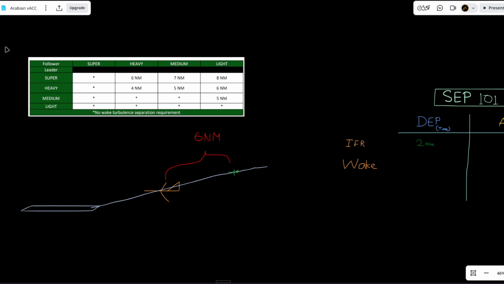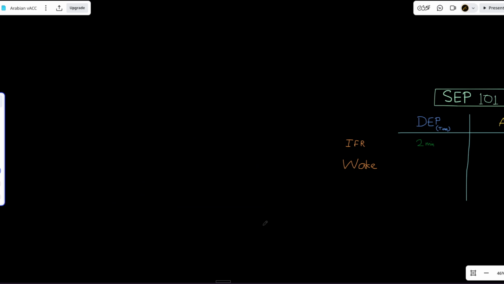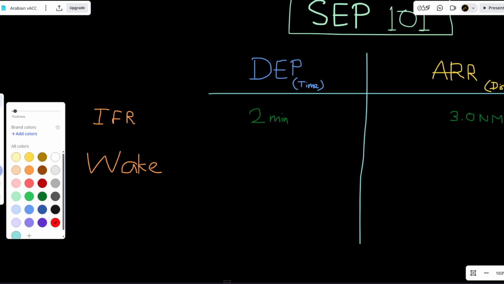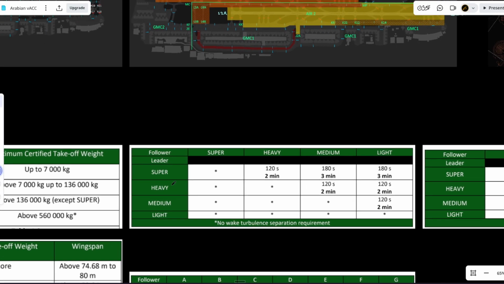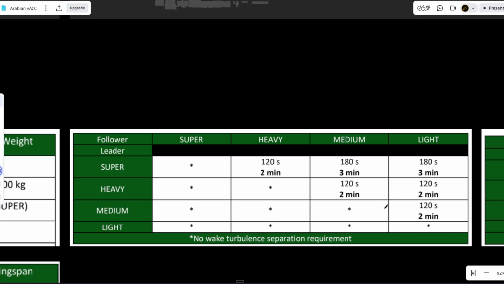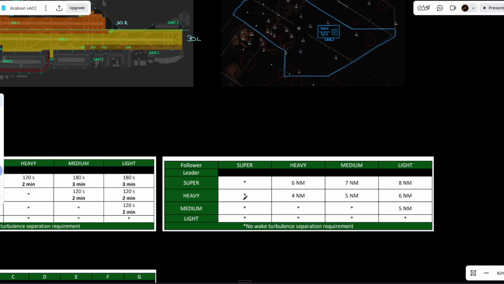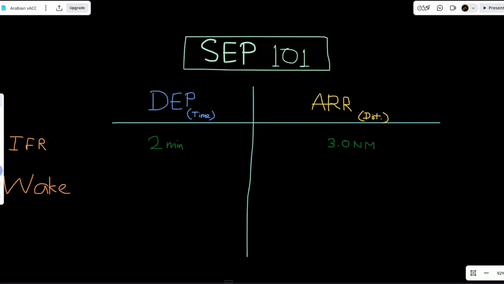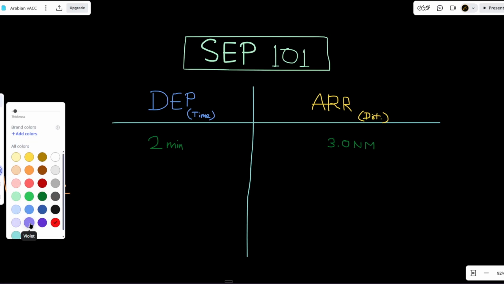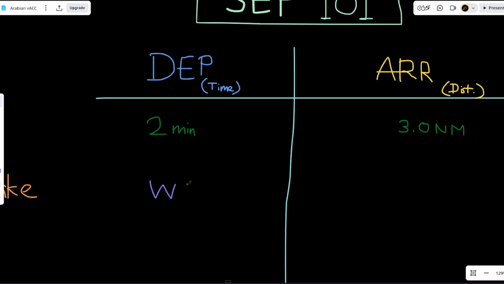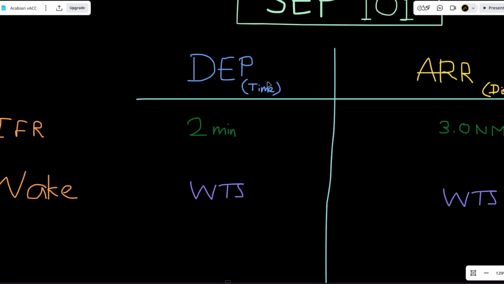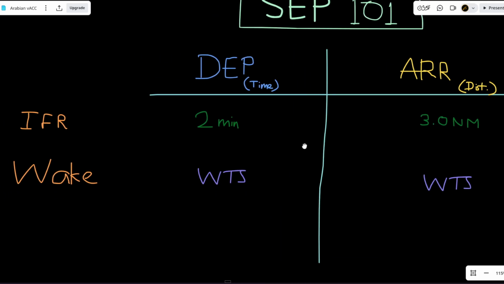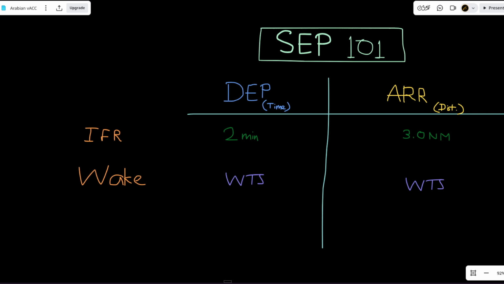So what are we doing here? We are applying wake turbulence separation. There are different timings for different categories, as you can see. A follower and a leader chart. And same with distances. So I'll just write it down as wake turbulence separation. So WTS. And we're effectively doing the exact same thing, but with distances on the arrival side. Here we're using timings, here we're using distances. Wake turbulence separation. Alrighty.